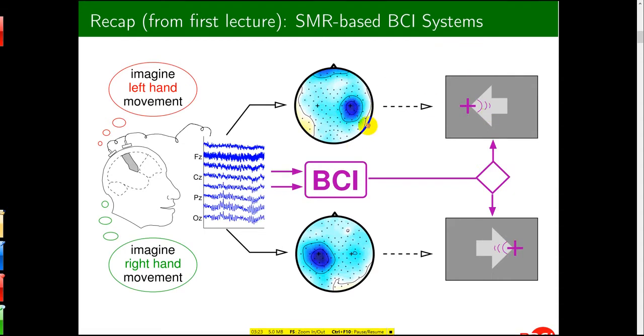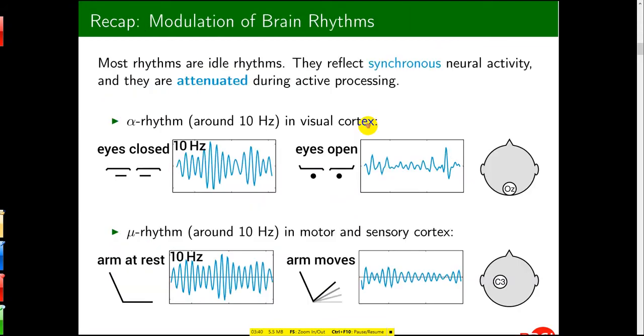And this kind of BCI can be used to control different applications. And again, in this case, you don't have any visual stimulation or any kind of stimulation. You're just thinking to generate or to modulate your brain signals. How does this happen? Most rhythms are idle rhythms. For example, I said that the brain is a synchronous system, right? All the neurons are firing in a synchronous manner.